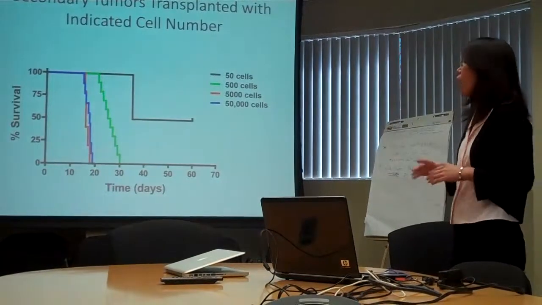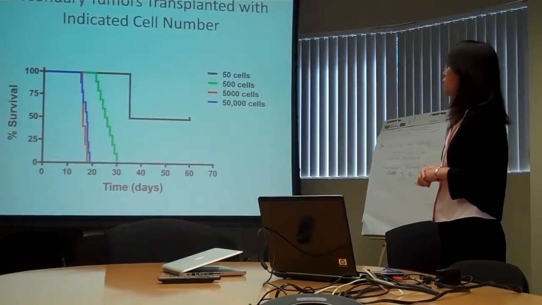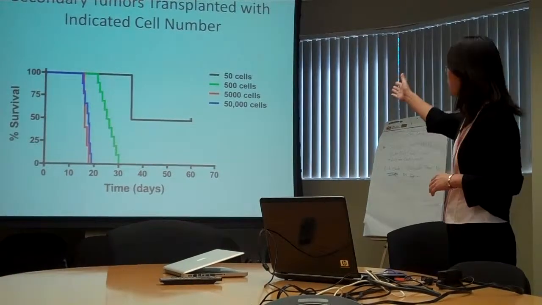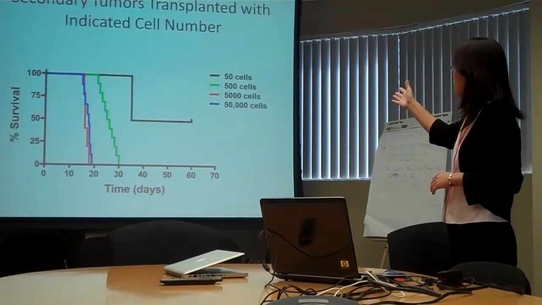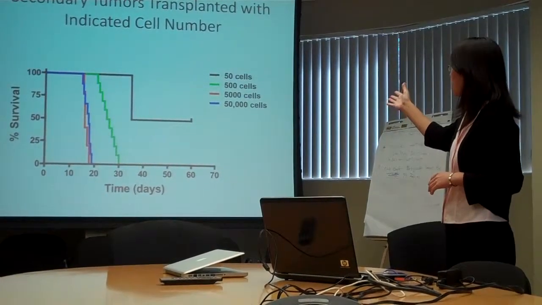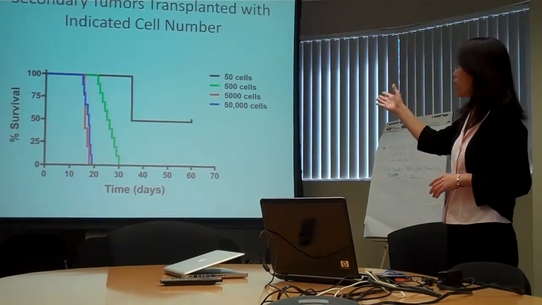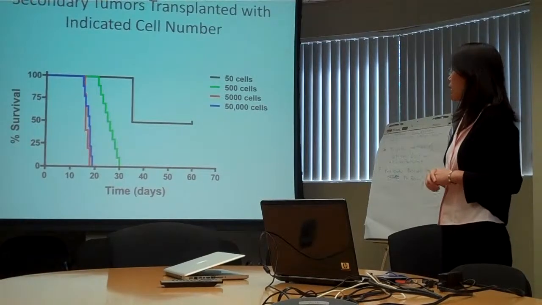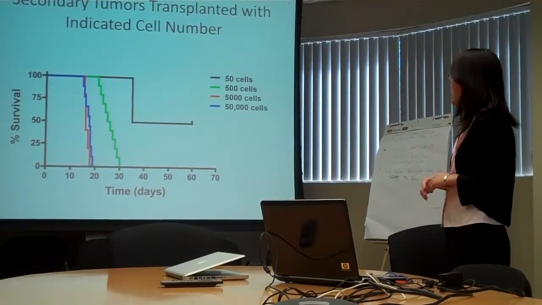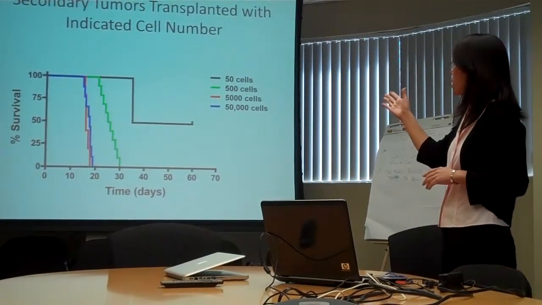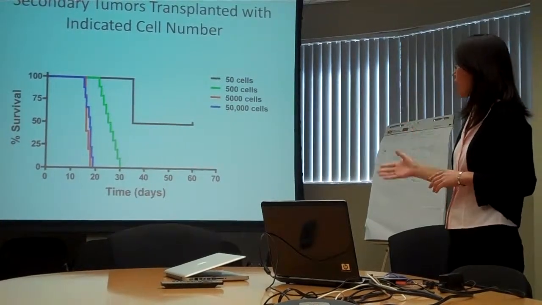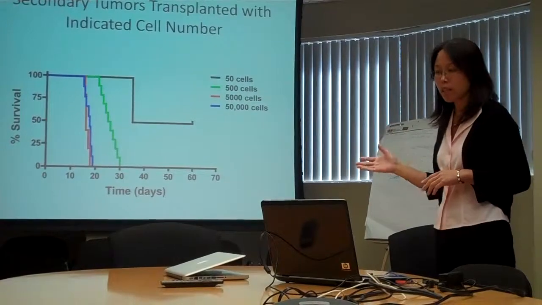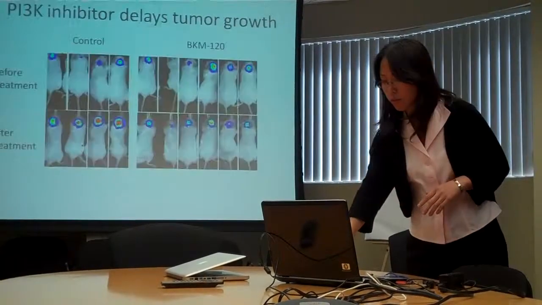To determine how aggressive this tumor is, we retransplanted these tumor cells at diluted cell numbers. For example, the animals were transplanted with 50,000, 5,000, and 500 cells. 100% of mice developed tumors. Even when the mice were transplanted with 50 cells, they developed tumors within 5 weeks, indicating that this tumor is very aggressive.